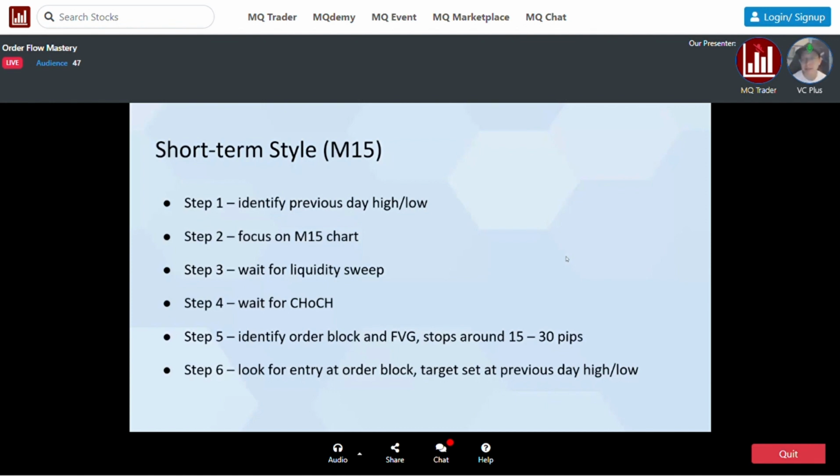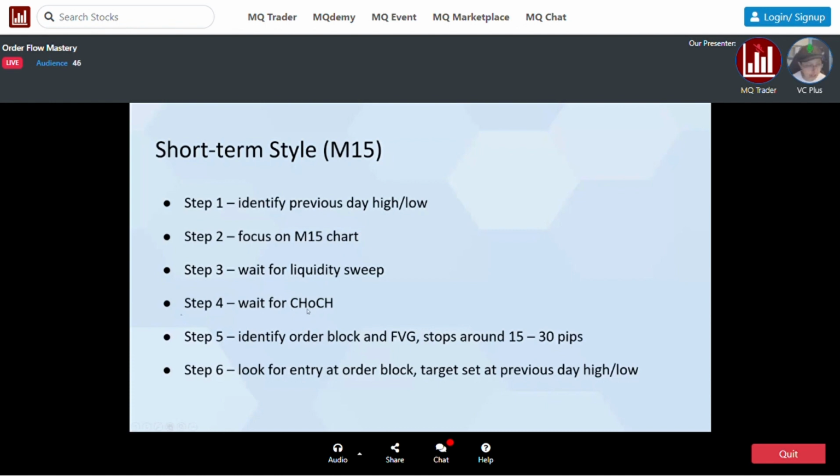The first step is to identify the previous day high and low. That's basically liquidity on the daily scale. Identify where it is, you can put in a line. The next step is to focus on the 15-minute chart. The third step is to wait for a liquidity sweep. We already identified the high and low on the previous day, so on the 15-minute chart you want to see price break above the high or low to sweep the liquidity and reverse back, giving you a change of character.